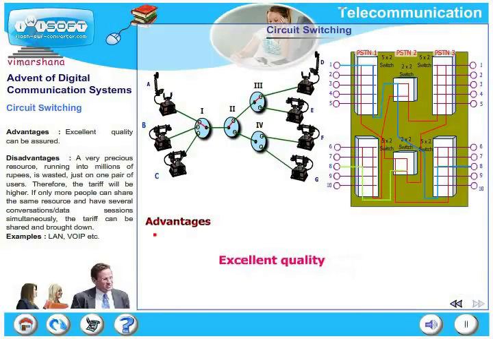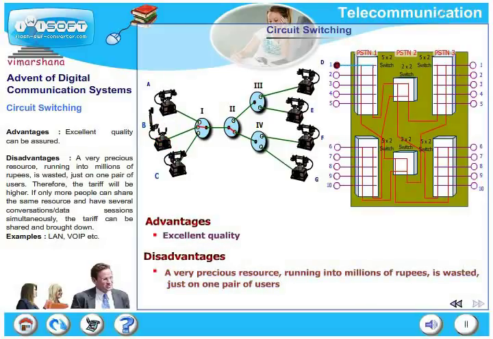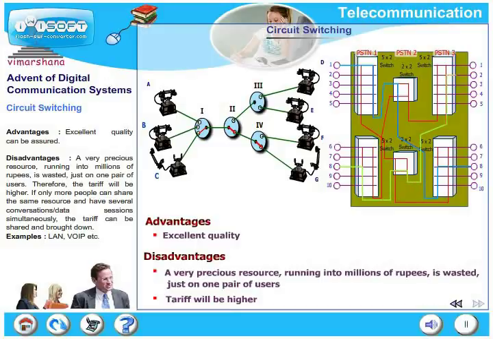Advantages: excellent quality can be assured. Disadvantages: a very precious resource running into millions of rupees is wasted just on one pair of users. Therefore, the tariff will be higher. If only more people can share the same resource and have several conversations or several data sessions simultaneously, the tariff can be shared and brought down. Examples will be LAN, VoIP and so on.